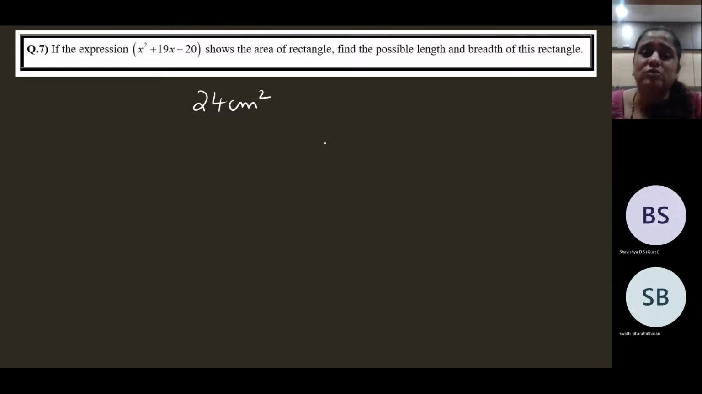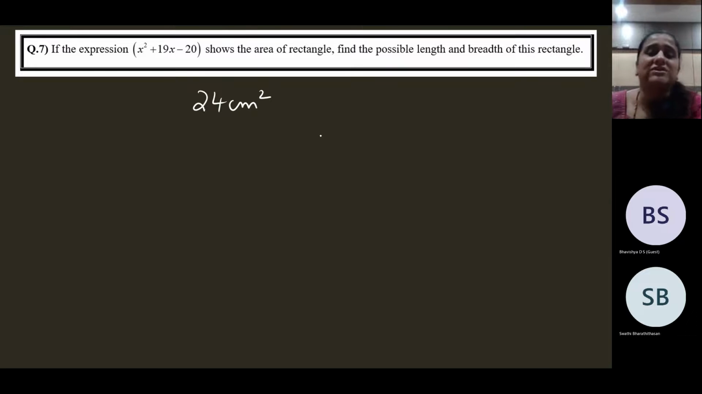But the dimensions should be only natural numbers. They cannot be in fractions. You cannot say 1.5 and 6.5, not like that. Only natural numbers, because if you take rational numbers, then there are so many values. So we'll account only natural numbers 1, 2, 3, 4, 5, 6, 7, 8, 9, 10, 11, 12, and so on.